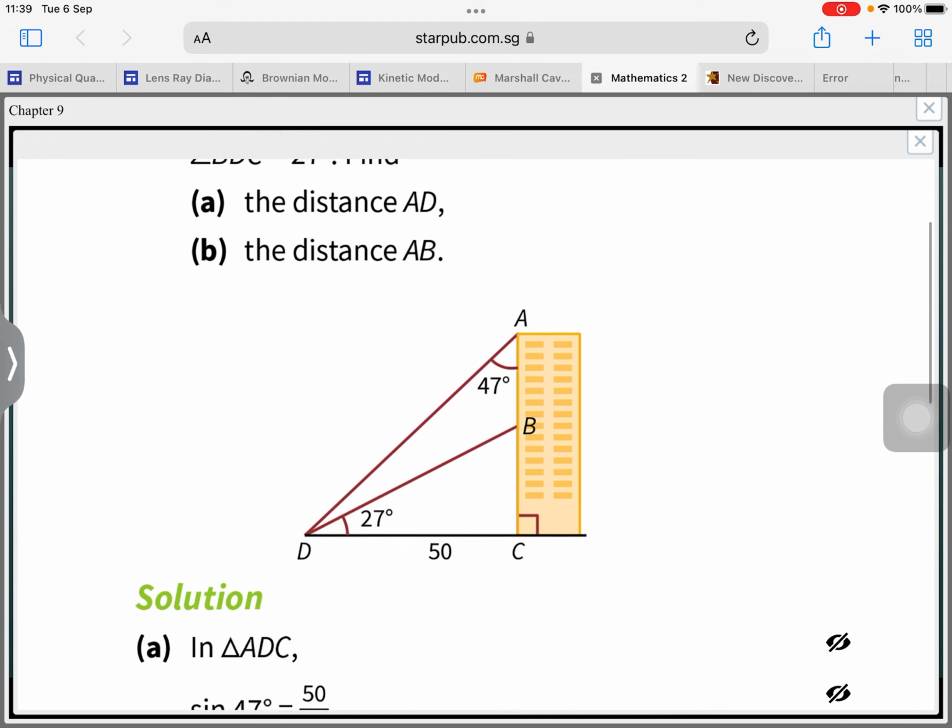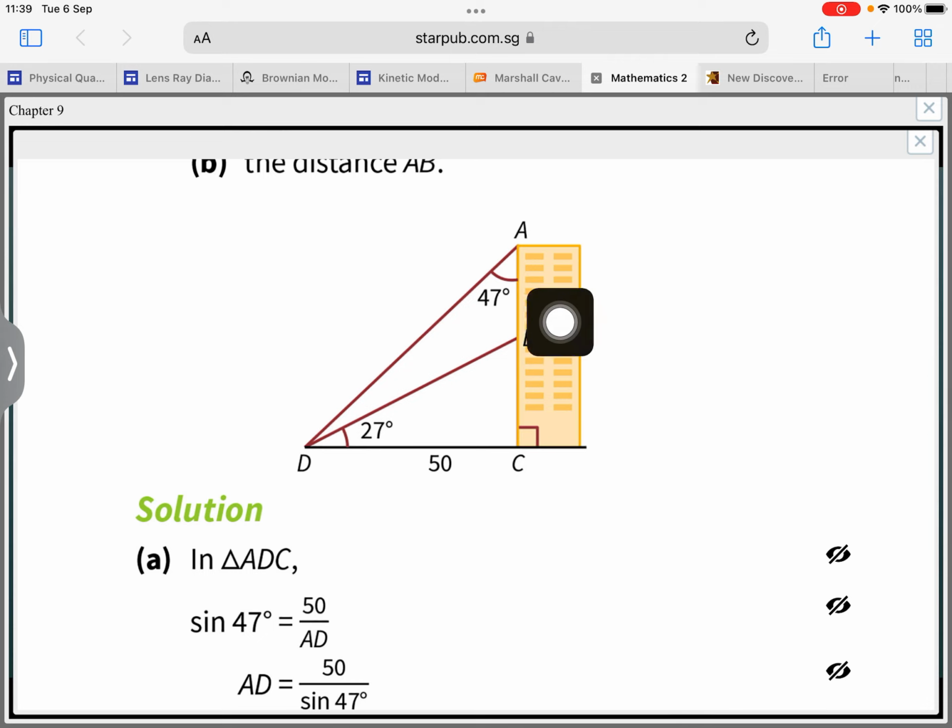Once you know AD, next they ask you to find the distance AB. So AB is this distance. It's not exactly part of any right-angled triangle. In class, I did mention before, if they are asking you to find a length that you can't find directly, usually there are two strategies. If it is a longer length, it could be the sum of two shorter parts, so you find one shorter part, find another shorter part, and add them together. Or if it's a shorter part, then likely you need to find the longer minus another side. In this case, AB is a shorter part, so I'll need to find AC minus BC.